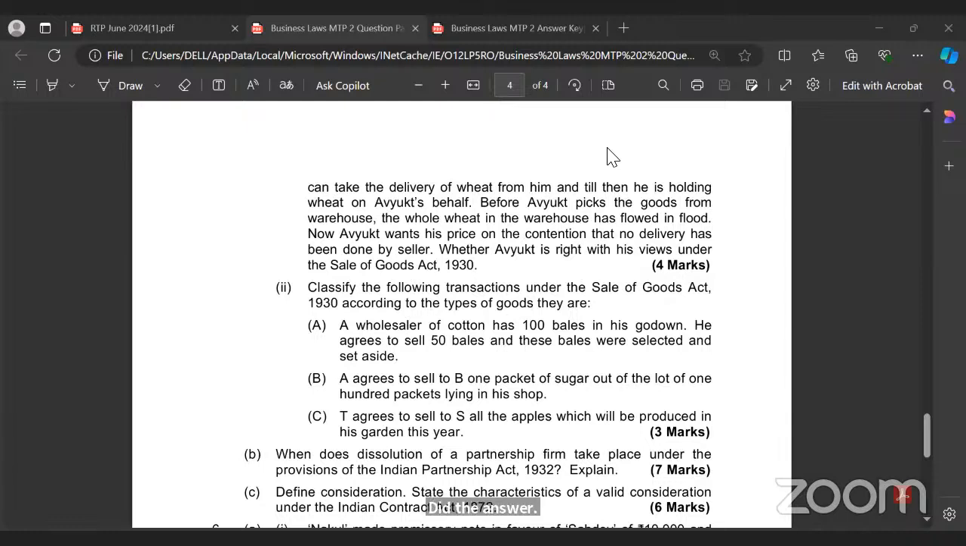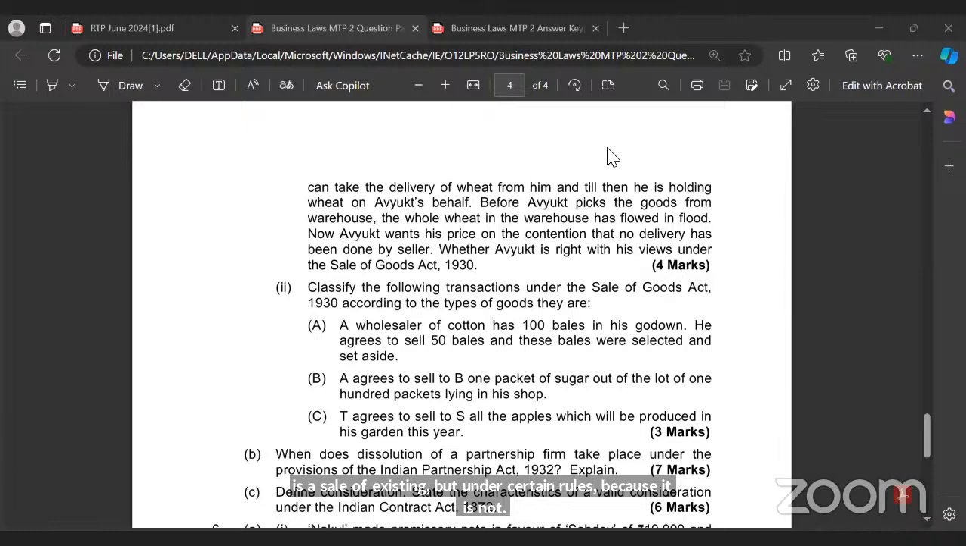Answer. If A agrees to sell to B 1 packet of sugar out of the lot of 100 packets lying in his shop, it is a sale of existing but unascertained goods because it has not been identified and separated.